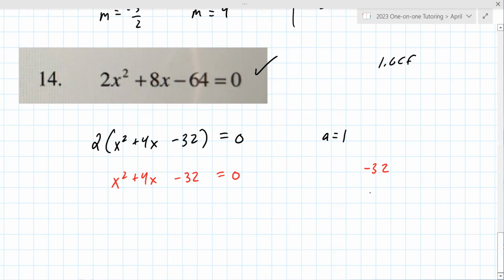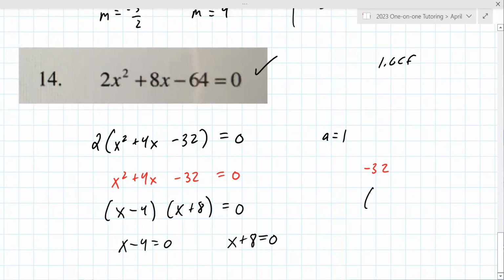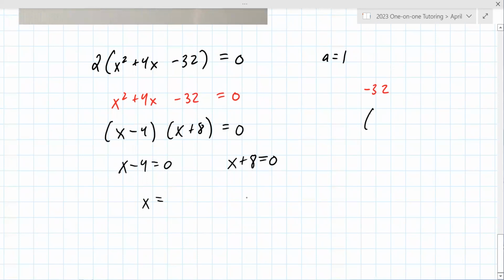-4 and +8. Yes. X minus 4, x plus 8. Very good. So you're going to set each of these equal to 0. What is your final answer here? What does x equal? X equals 4. X equals -8. Good. Okay.